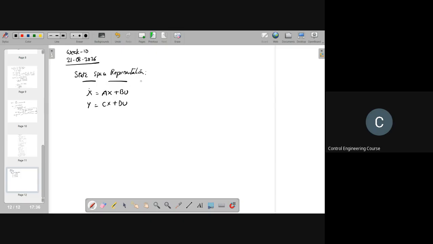So the dimensions are, let's say, x is of dimension n by 1 vector. X is nothing but the state of the system, and u is the input vector, which is of m by 1, and y is the output vector, which is of p by 1 dimension. The remaining: A is the state matrix, B is the input matrix, C is the output matrix, and D is the feed through matrix.